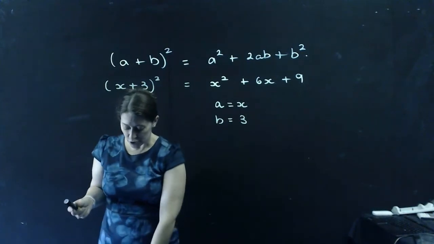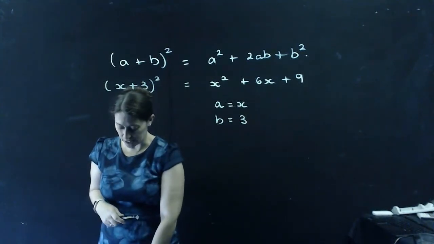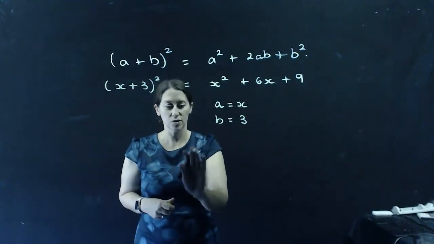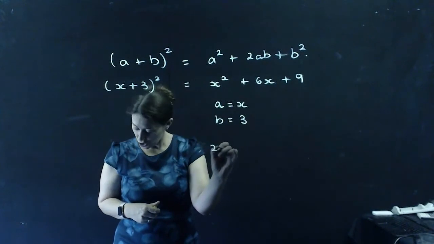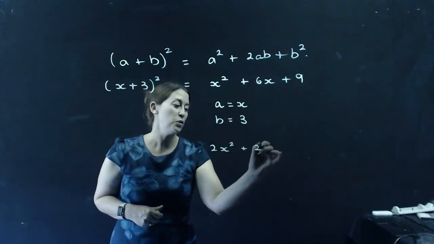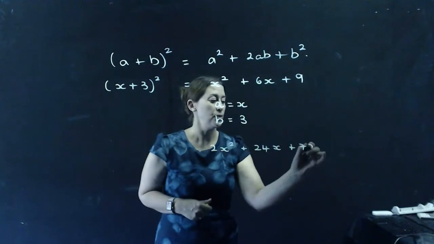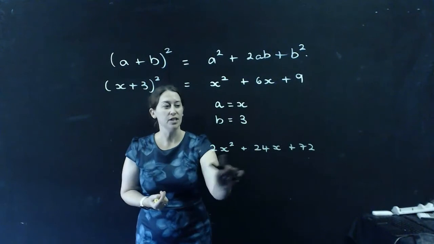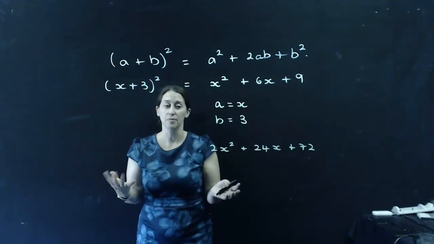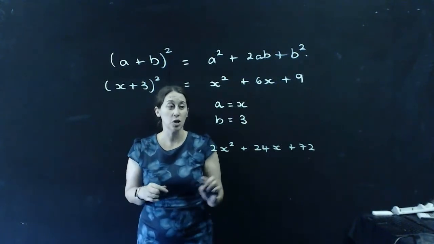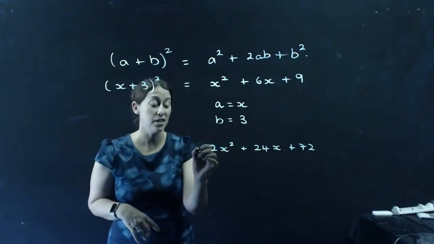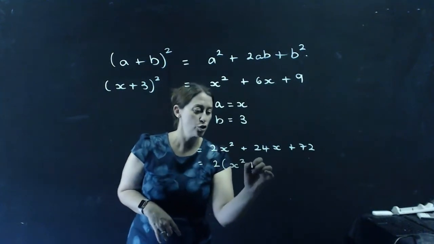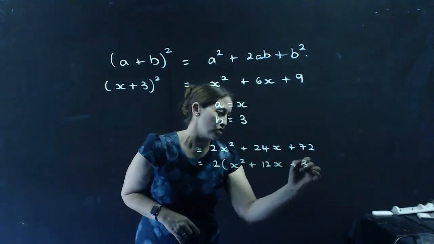Let's do one that's a bit trickier. We've got factorize, so another example. We're going to factorize 2x squared plus 24x plus 72. Okay, it's quadratic, I noticed that. But I also spot that each of the three terms has a common factor. So the first thing I'm going to do is pull out the common factor, to see if I can then make it easier to factorize. Well, each of these go into 2. So if I pull out 2, I'm left with this.